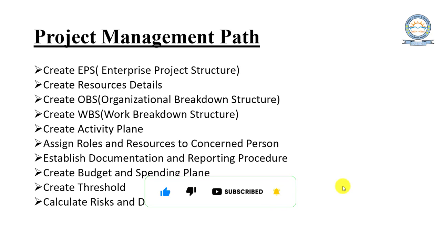It means what projects our company is working on and what the departments of our company are. Next, we will create resource details, which means what type of machinery and how many people we require to complete our project. Next, we will create OBS, or organizational breakdown structure. It normally consists of staff and their designations in our company.